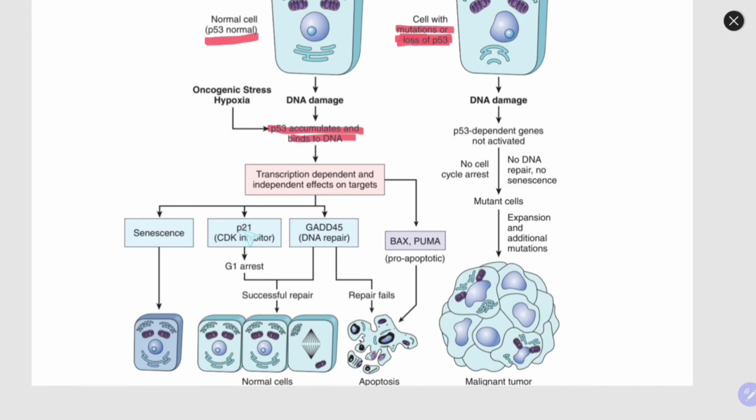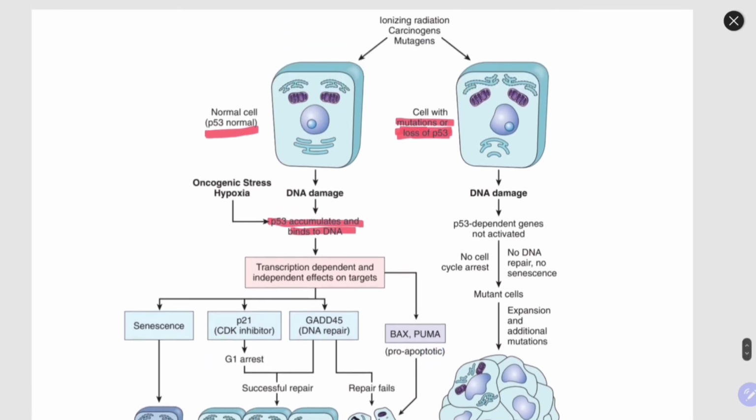Others, it would cause transcription of P21 protein, which is a CDK inhibitor. It will cause G1 arrest and helps in repair of DNA. Other, GADD45, which causes DNA repair, and with successful repair, the cell would become normal. And guys, if repair is not possible in the DNA, then it would cause pro-apoptotic gene activation, BAX and PUMA, and it would cause apoptosis of the cell.